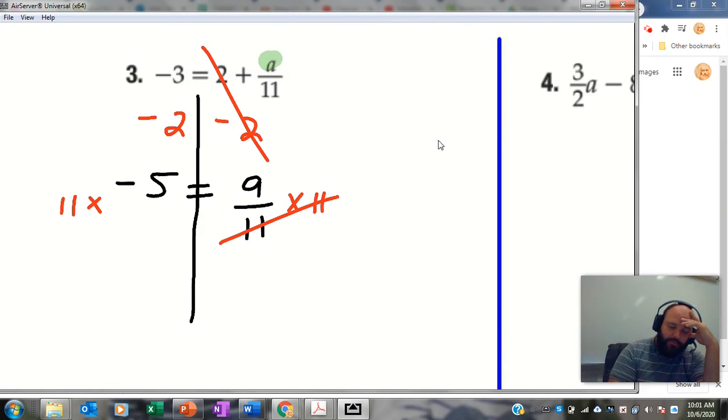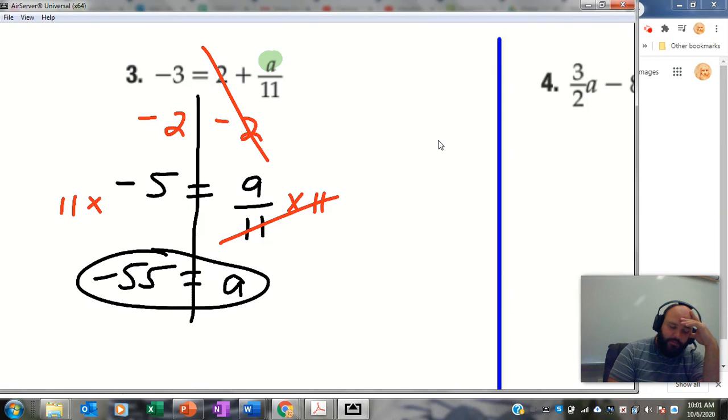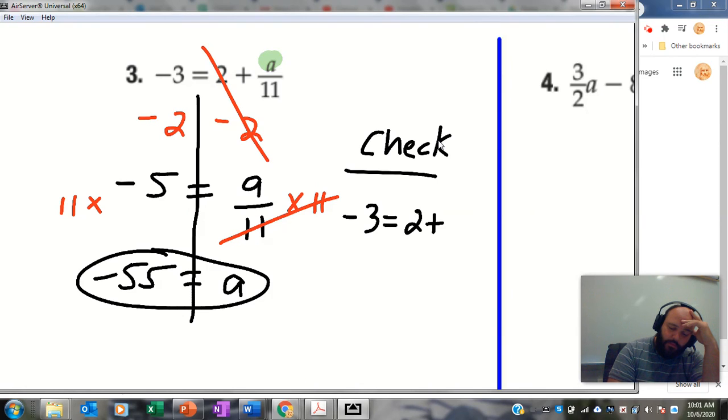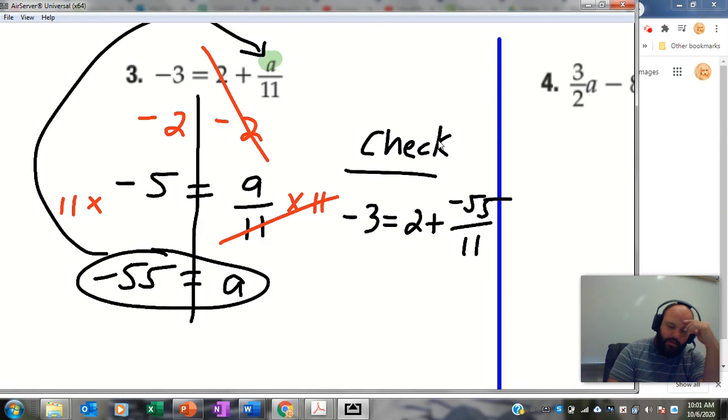And we're just left with our variable a. Over here, we have 11 times -5, which gives me -55 like that. And there's our solution for a. To do a check, same as the last two, we're going to write our original equation. The a is -55 over 11 like that. So I plugged this -55 right in there for a.